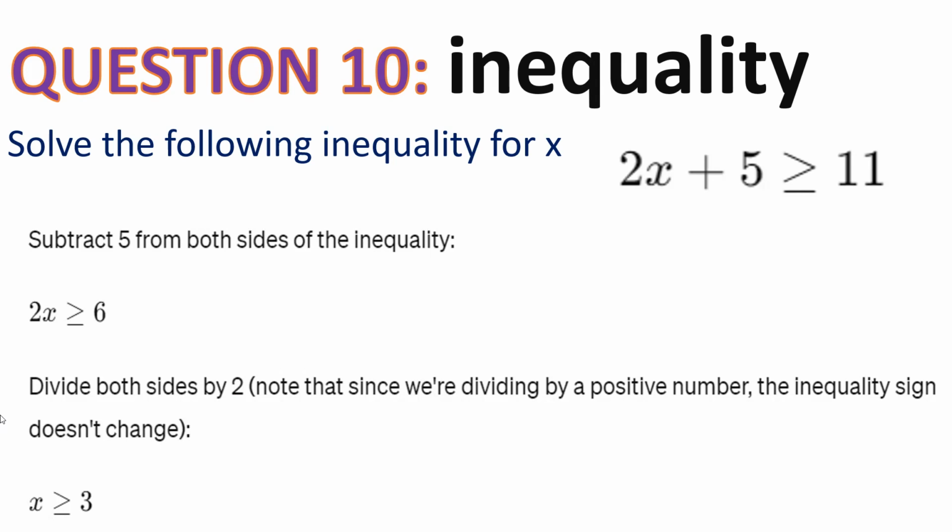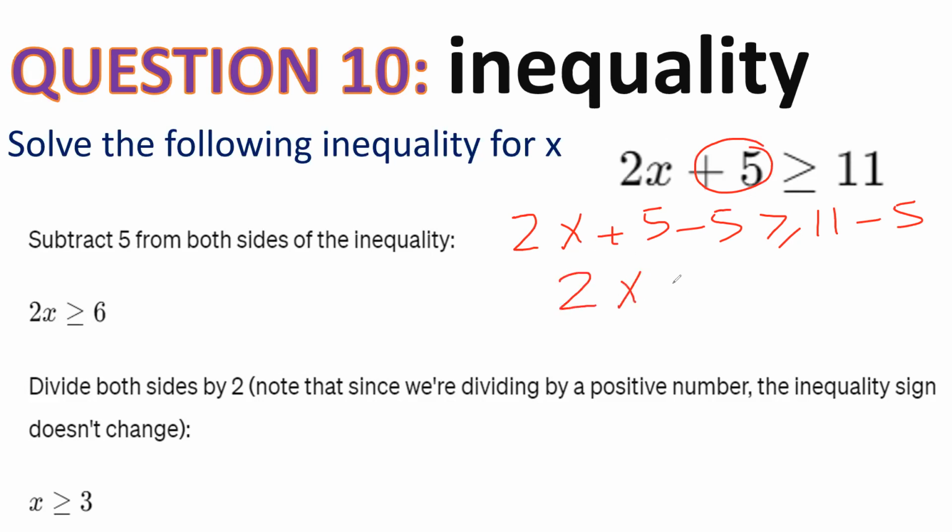X is more than or equal to 3. So in our number order, we can also show what they said: 2x plus 5 minus 5, and bigger than or equal to 11 minus 5. Step 1. So subtract 5 from each side because I'm trying to make it alone for x. Okay, so 2x more than or equal to 6. Step 2. After that, you are just saying divide by 2 each side. Divide by 2, divide by 2. X is more than or equal to 3.